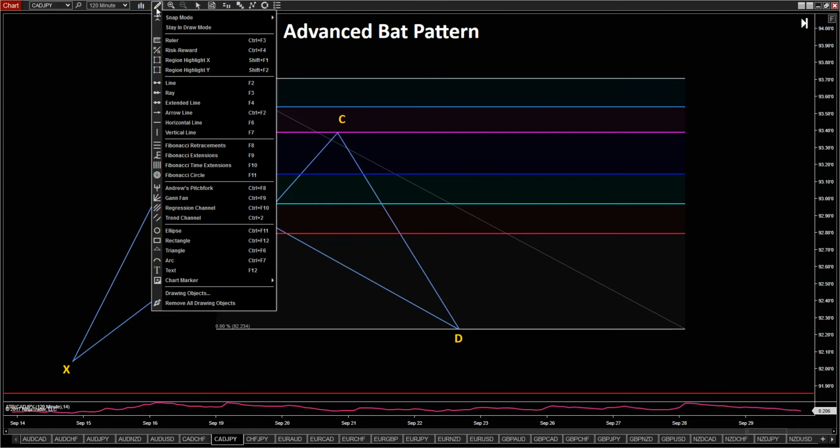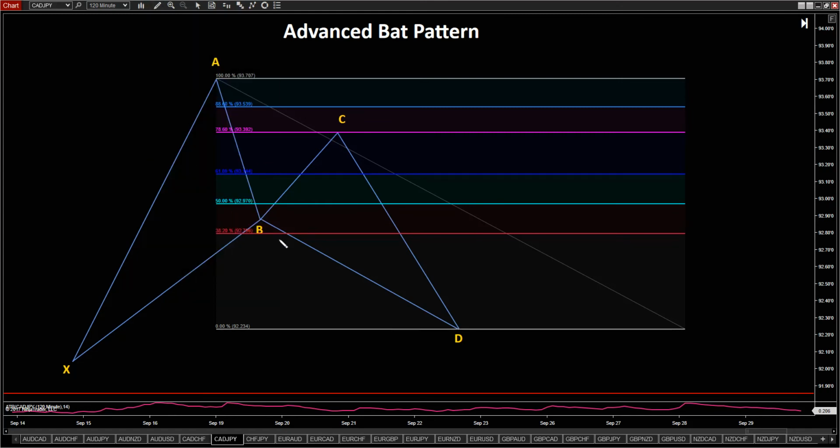Conventional targets are first right here, 38.2, and then target 2, 61.8, which gives you relatively nice risk reward. Yeah, so that's it. I might just put some lines in here for you.